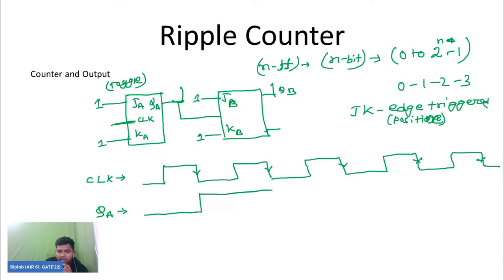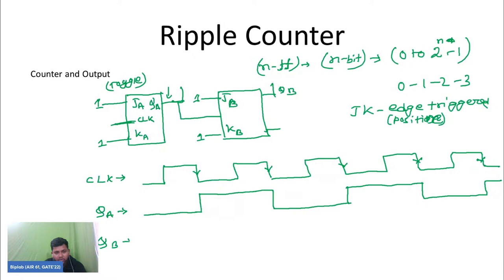Look at this, another positive edge. So again it will go down. That means again the output is complemented. Again it changes the output at this positive edge, going all the way, and again changes the output going all the way. So this is clear. Now this is the signal for QA, that is this one, QA.